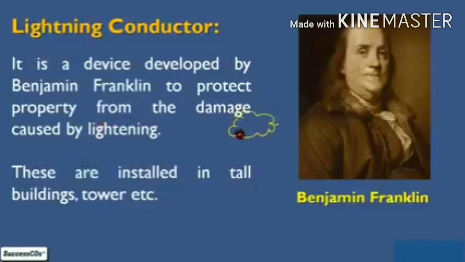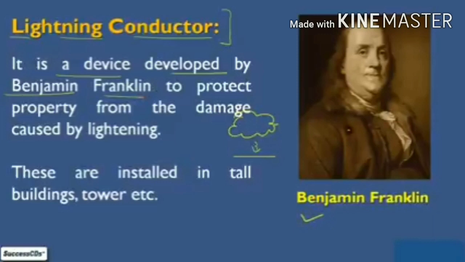Children, as you have learned in the previous video, lightning can destroy a lot of property and our lives. So there is actually a need of a device which can save our property and lives during lightning. And this device is known as lightning conductor. The first question must be striking your mind: who developed the lightning conductor? It is a device developed by Benjamin Franklin to protect property from the damage caused by lightning.